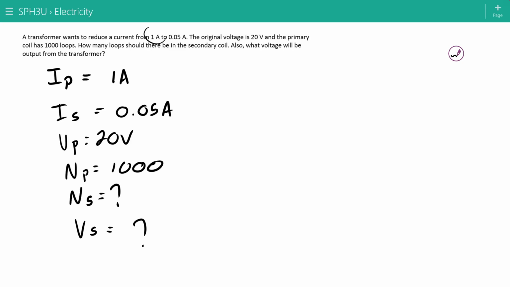I think I'm going to do these in sort of the reverse order they're asked here, because the voltage secondary is fairly easy to find with everything I have. Make it inverse with my secondary current, my primary current, and my primary voltage.